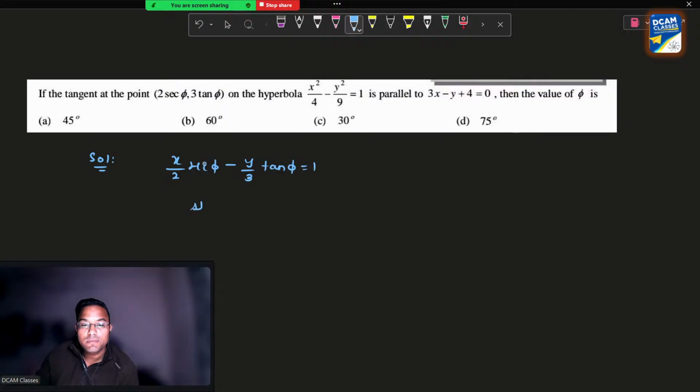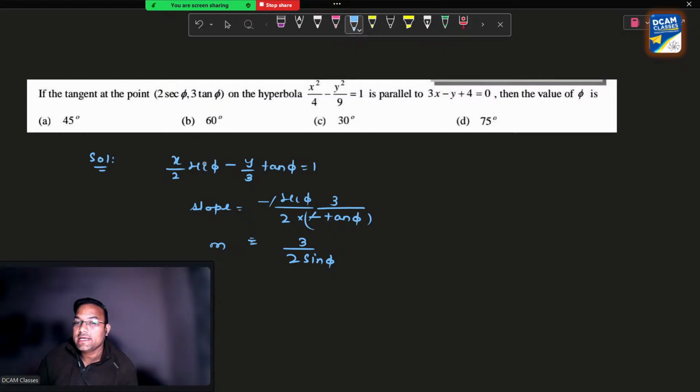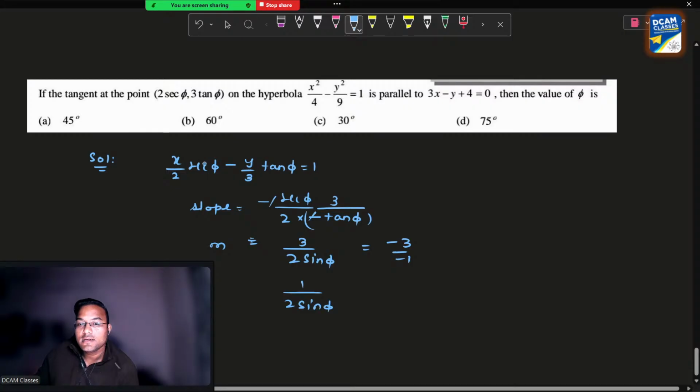What would be its slope? Minus secant phi by 2 divided by minus tan phi by 3, so 3 by 2 sin phi. And it is given that this is parallel to this line, so this value should be equal to minus 3 by -1, so it should be 3. Means 3 by 2 sin phi should be equal to 3. So sin phi should be equal to half. Phi is equal to 30 degrees.